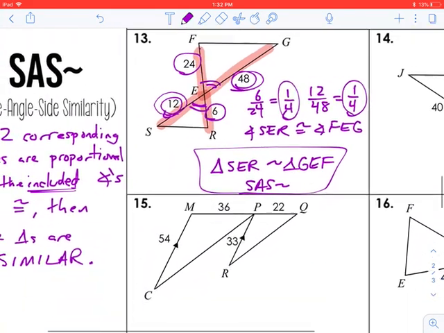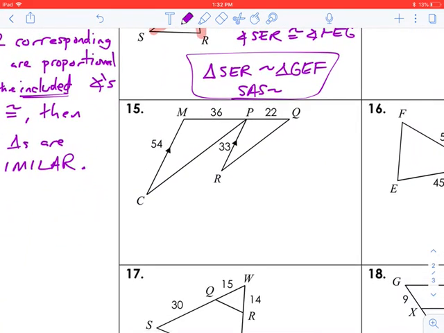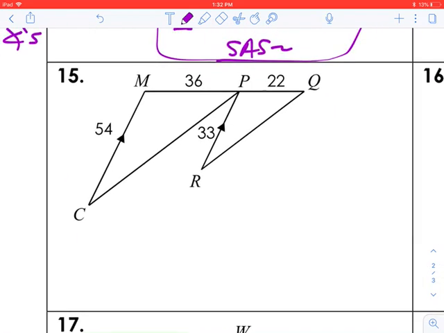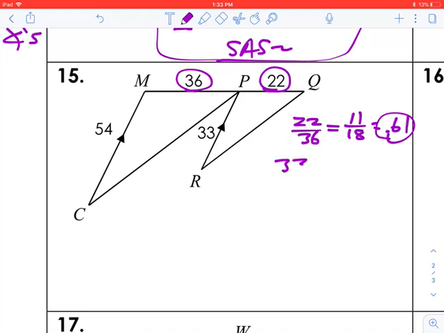Okay. So, look at the same thing here. Number 15. I've got 22 and 36. So 22 and 36. That reduces to 11 over 18. And then if I just wanted to get the decimal, it would be 0.61. And then 33 over 54 is also 0.61. So those two are good.